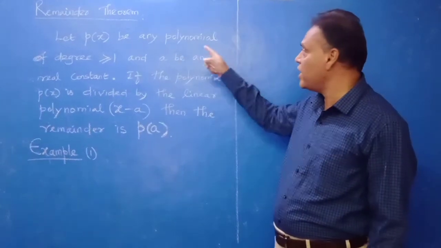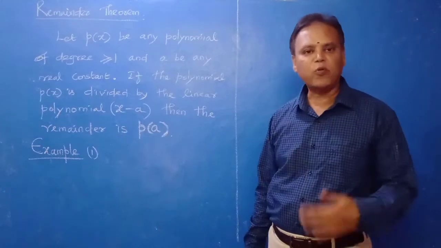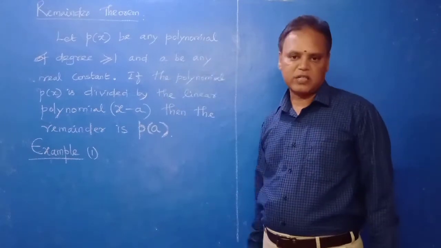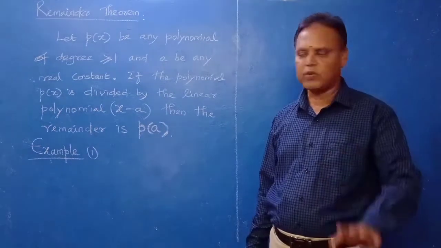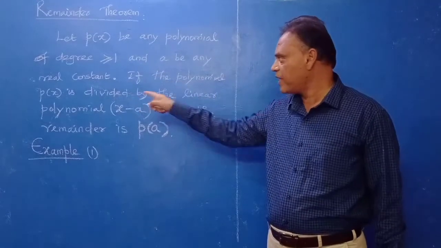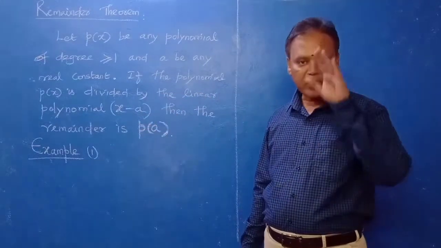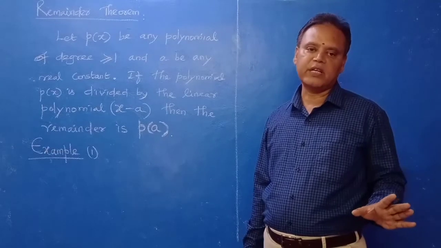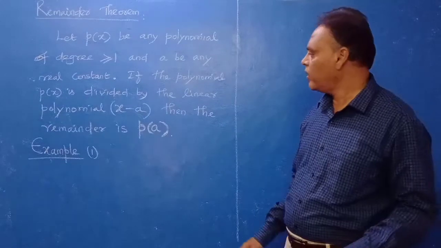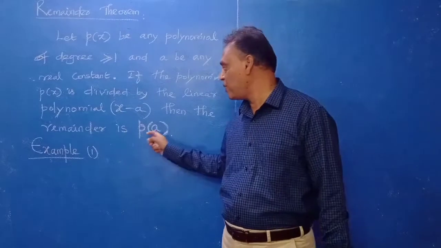Let P of x be any polynomial of degree greater than or equal to 1. It may be 1 or greater than 1. And a be any real constant, any real number. Constant means one number. If the polynomial P of x is divided by the linear polynomial x minus a, you have to divide only by a linear polynomial, then the remainder is P of a.